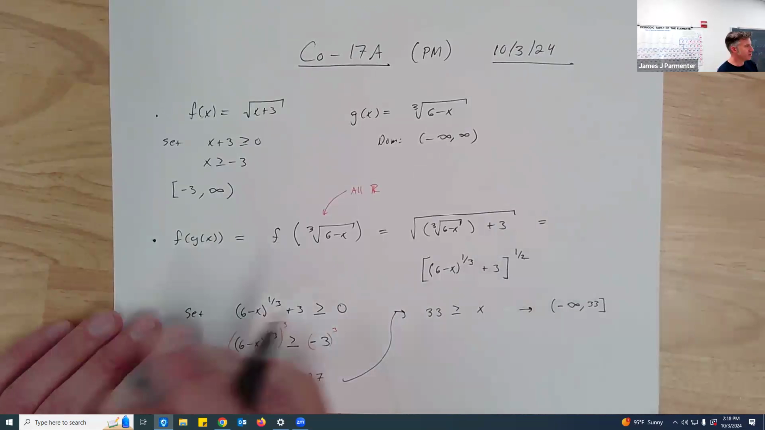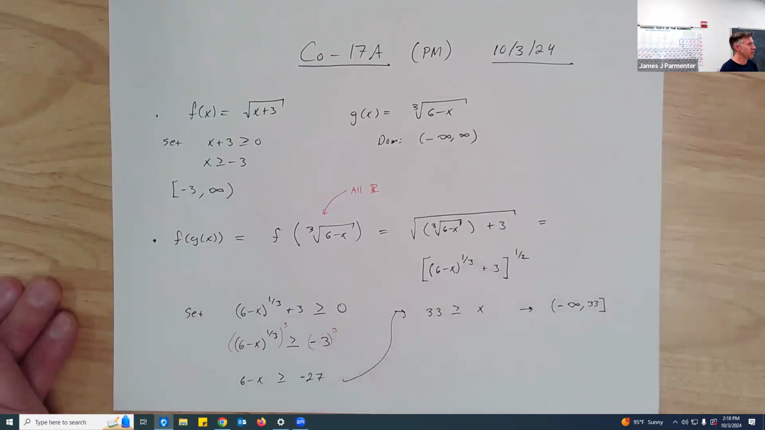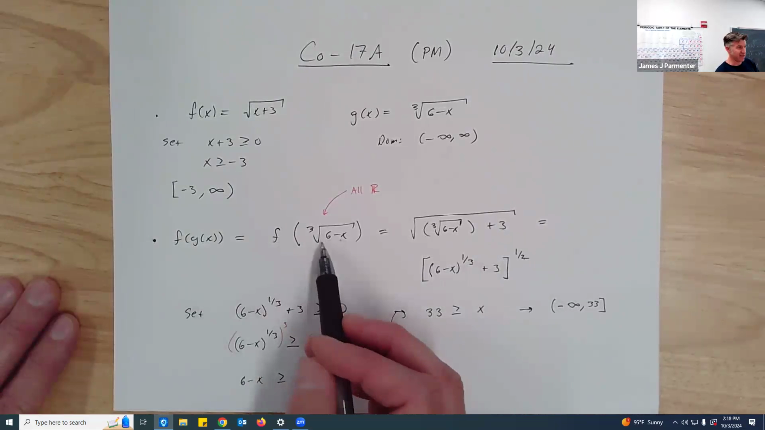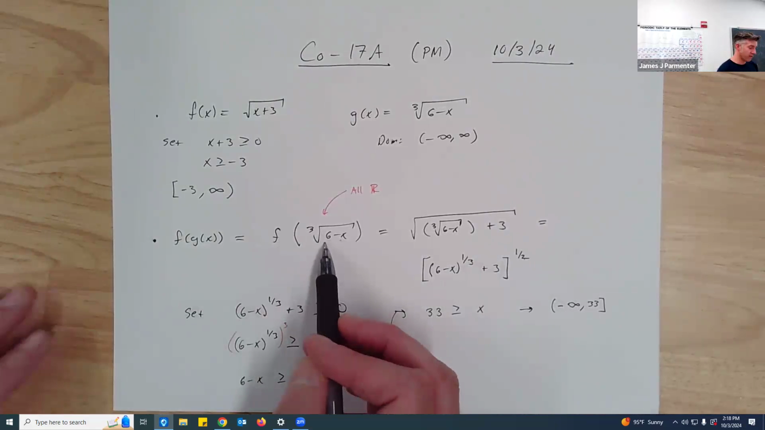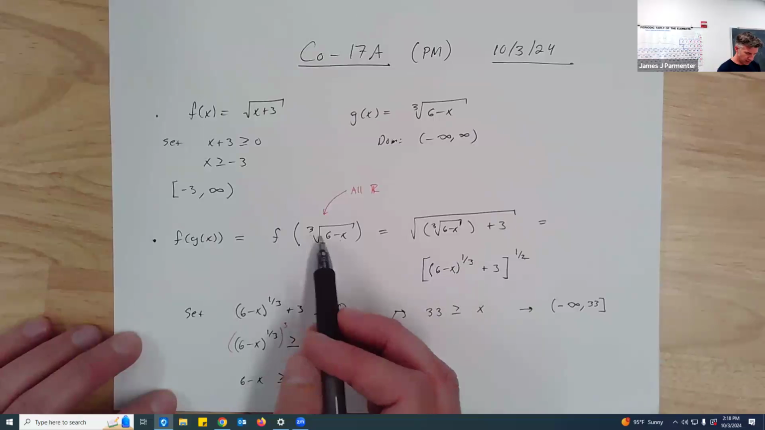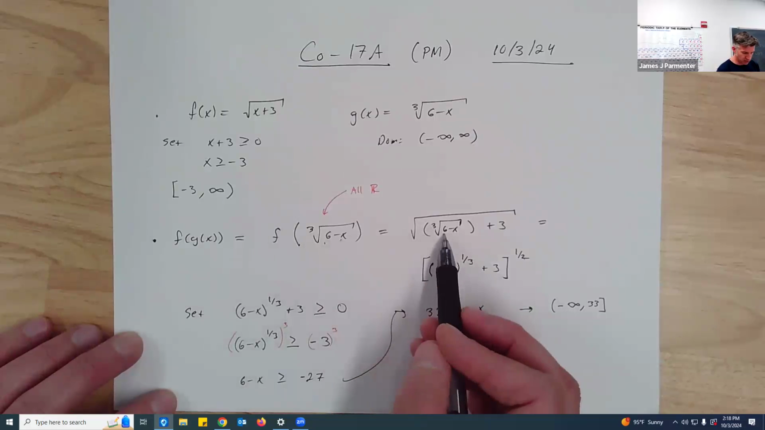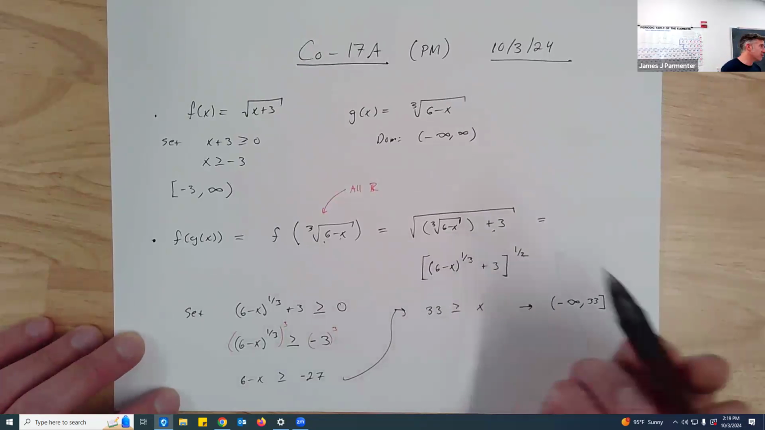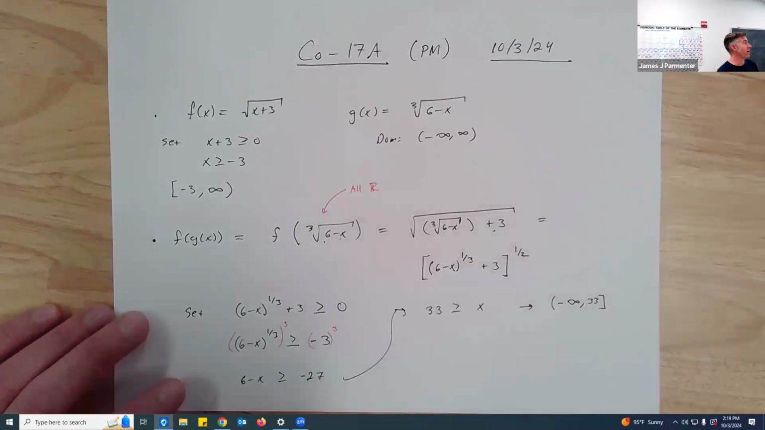But before we just answer it that way, let's pick a number and plug it in. I'm going to pick something convenient. I'm going to pick negative 2. Why is negative 2 convenient? Because 6 minus negative 2 is 8, and the cube root of 8 is 2. So it's easy to evaluate. So I plug in negative 2, I get the cube root of 8, which is 2, and 2 plus 3 is 5. And can I take the square root of 5? Yeah, it's not a nice number, but it's a real number, right? It's the square root of a positive number.